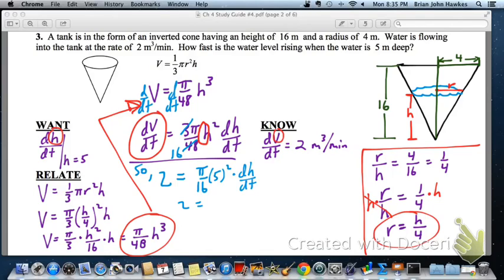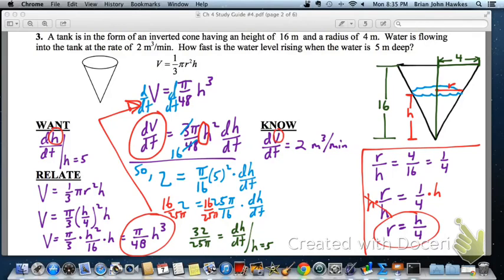2 equals 25 pi over 16 multiplied by dh/dt. And so then we're going to multiply top and bottom of each fraction by 16 over 25 pi. And on the left-hand side, we get our final answer of 32 over 25 pi, and that is equal to our dh/dt at the moment when h is equal to 5.